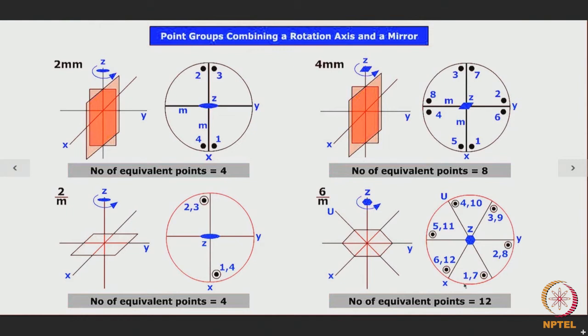projection, 1 will be reflected to the point 7, 2 will give a reflection at point 8, 3 will give a reflection at point 9, 4 will give a reflection at point 10, 5 will give a reflected point 11, 6 will give a reflected point at 12. So, the first 6 are in the same level and the other 6 are at a different level. So, the total number of equivalent points in this case will be 12.